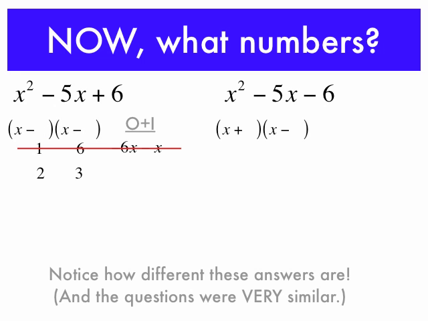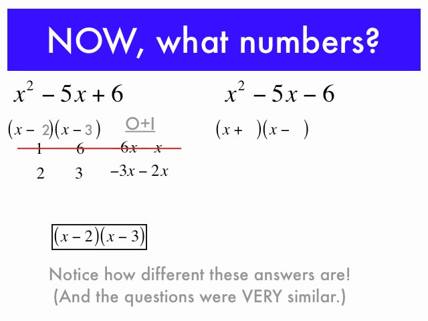Okay, if I try the next pair, if I try 2 and 3, outside gives me negative 3x, inside gives me negative 2x. That gives me negative 5x, so I found my answer. X minus 2 times x minus 3.